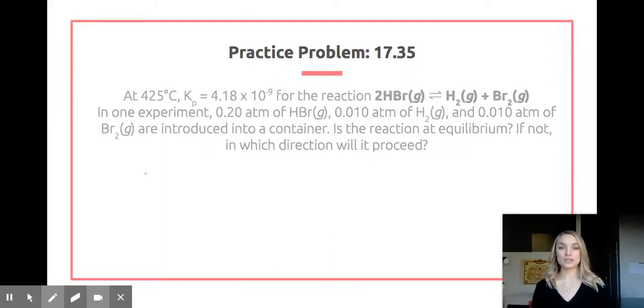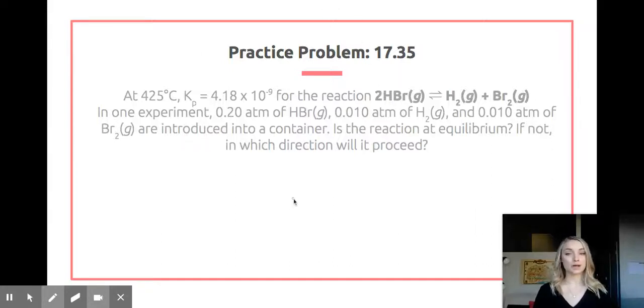This is practice problem 17.35. At 425 degrees Celsius, our equilibrium constant is 4.18 times 10 to the negative 9th for the reaction 2 HBr gas yields H2 gas plus Br2 gas. In one experiment, 0.20 atmospheres of HBr gas, 0.010 atmospheres of H2 gas, and 0.010 atmospheres of Br2 gas are introduced into a container. Is the reaction at equilibrium? If not, in which direction will it proceed?